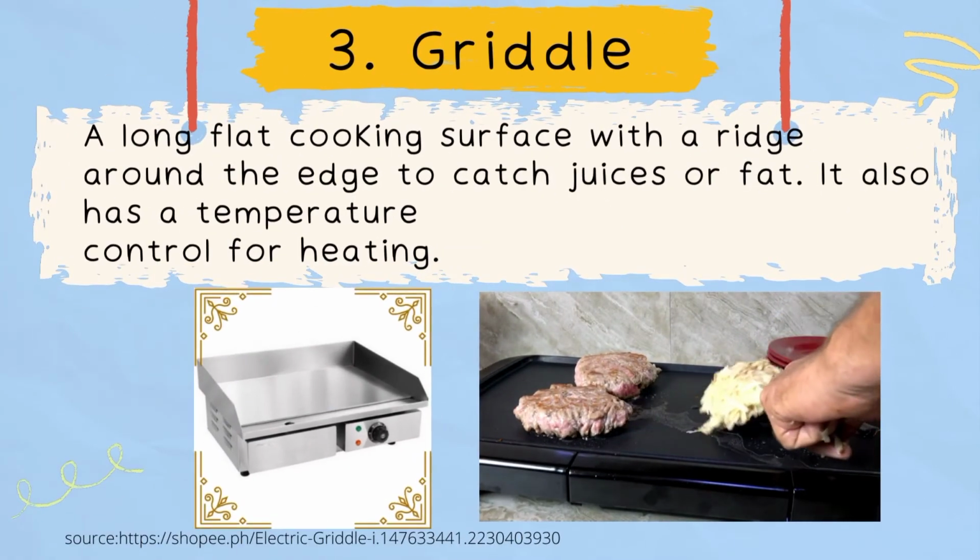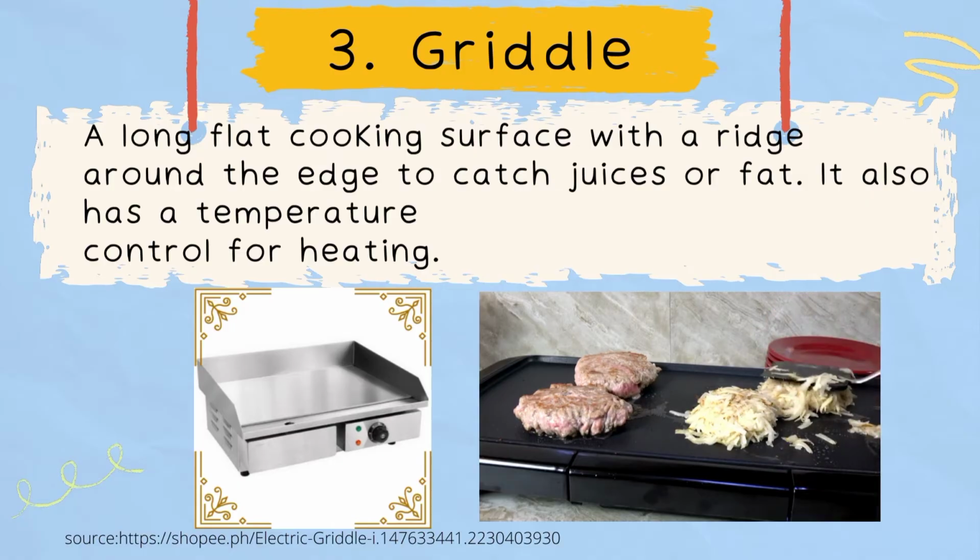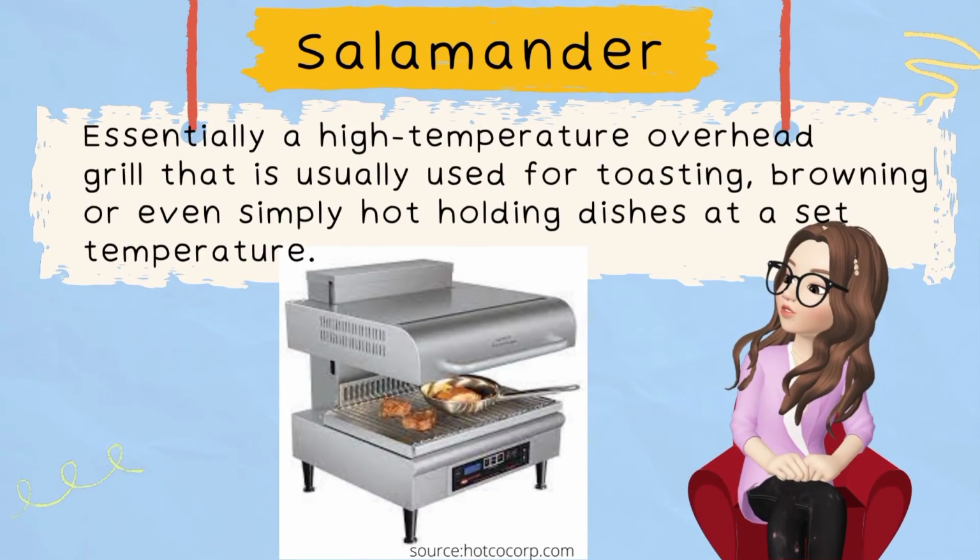3. Griddle, a long flat cooking surface with a ridge around the edge to catch juices or fat. It also has a temperature control for heating. 4. Salamander, essentially a high-temperature overhead grill that is usually used for toasting, browning or even simply hot holding dishes at a set temperature.